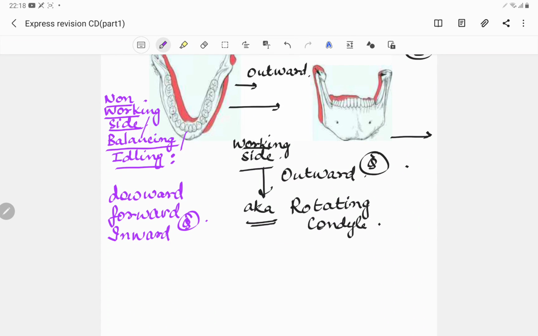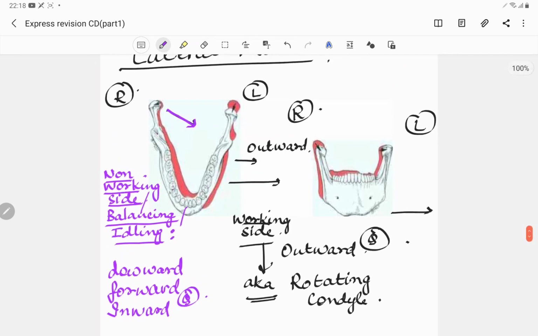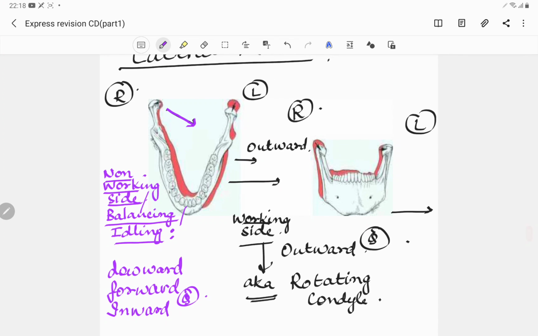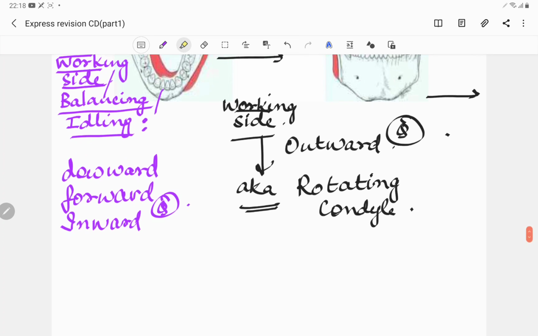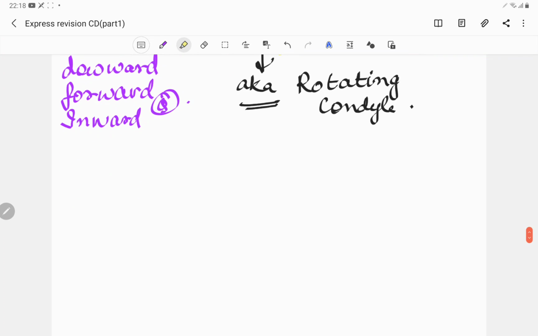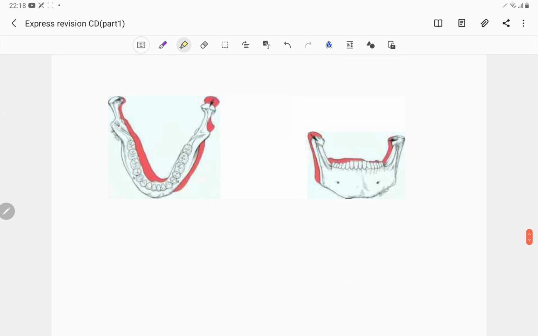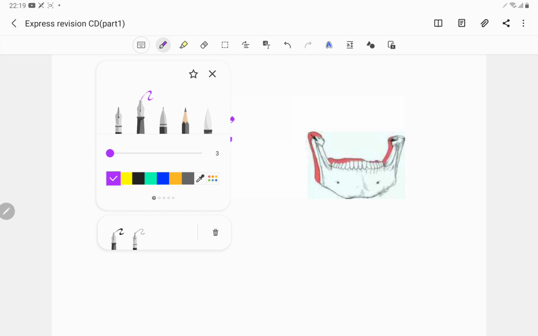When we are talking about the left side movement, the jaw is shifting to the left side, then the left side is going to be the working side or the rotating condyle, and the other side is going to be the non-working side or the balancing side. The rotation on the working side is going to be outward, and on the non-working side it is going to be the forward and inward movement. Very easy up till now, right? Now suppose there is a movement on the left side, so the jaw is going to shift to the left side, right?